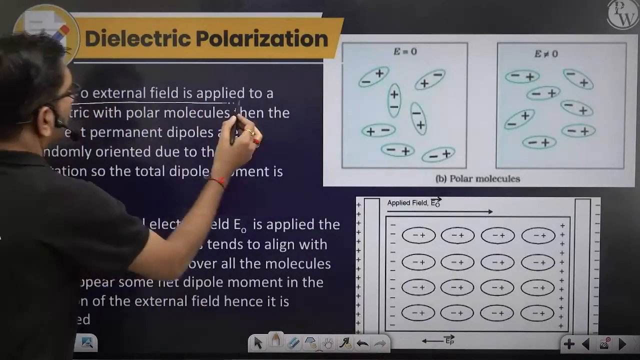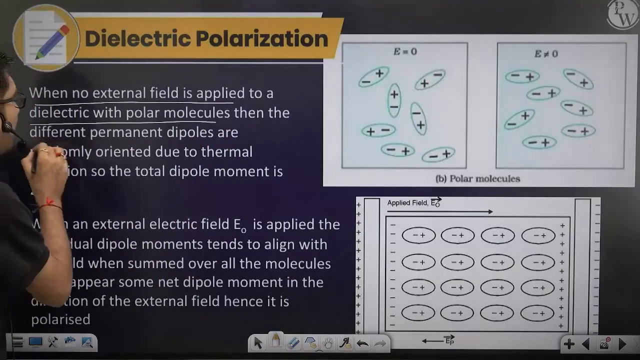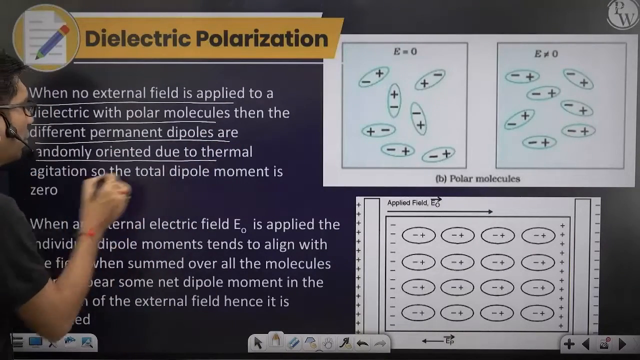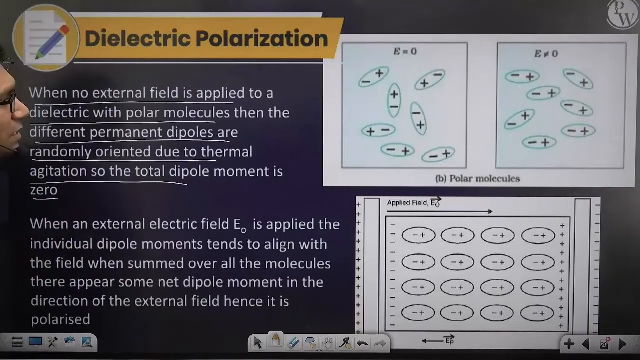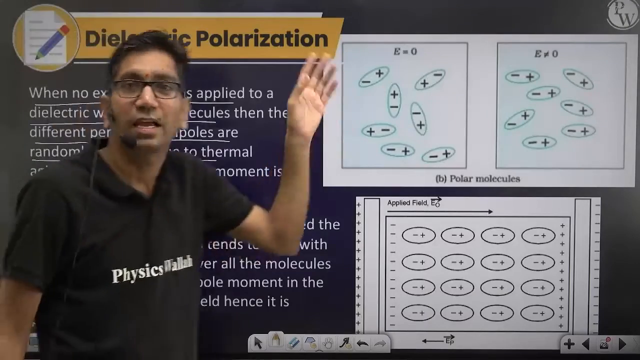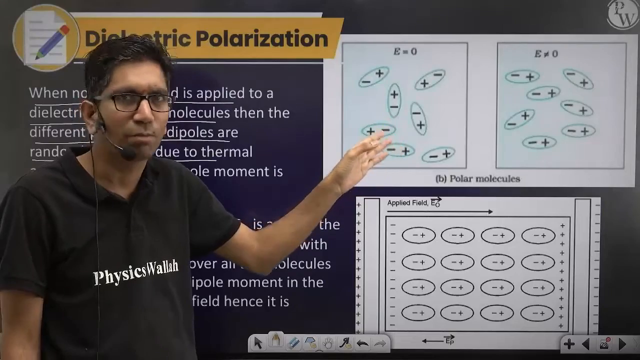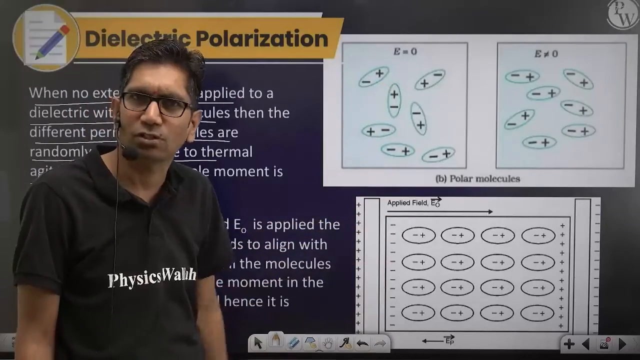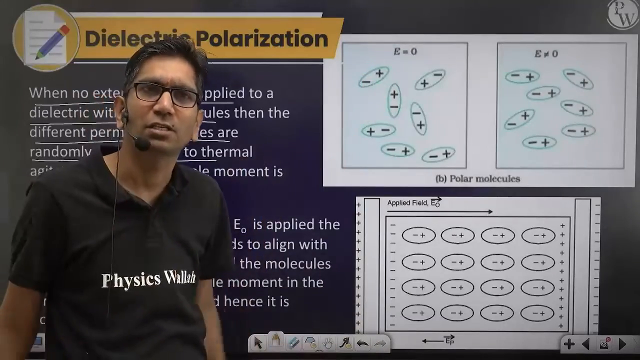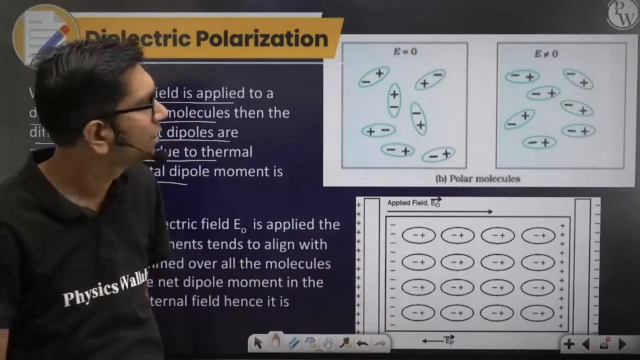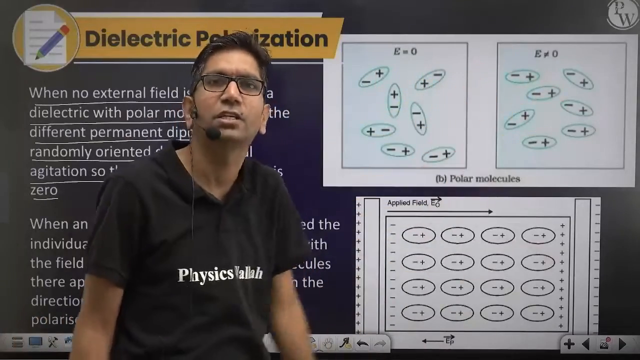Now, when no external field is applied to a dielectric with polar molecules, the different permanent dipoles are randomly oriented due to thermal agitation, so that the total dipole moment is 0. See here, in the beginning, for non-polar molecules there is no dipole moment. But here, I am taking the polar molecules. Initially, they have dipoles. In the absence of an electric field, of course, they will have random directions. The net we consider as 0 only. After keeping this in an electric field, they will be arranged in an order.